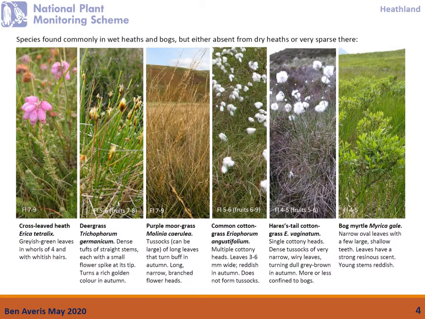In fruit, hare's tail cotton grass has a single white cottony head sticking up, as opposed to the multiple heads of common cotton grass that dangle out sideways or downwards. Hare's tail cotton grass is really a bog species.